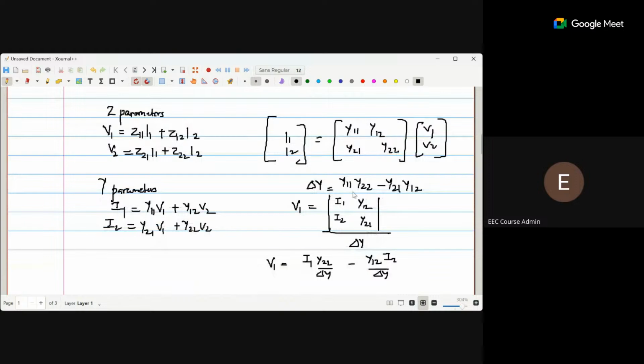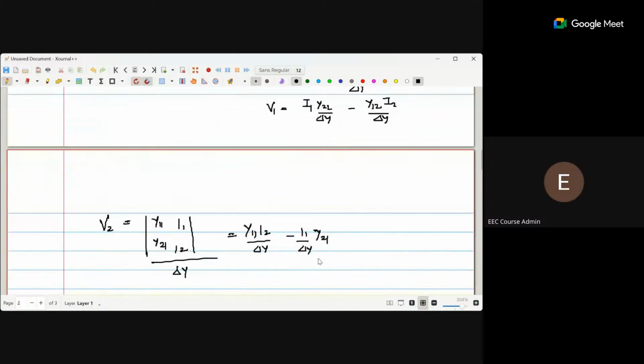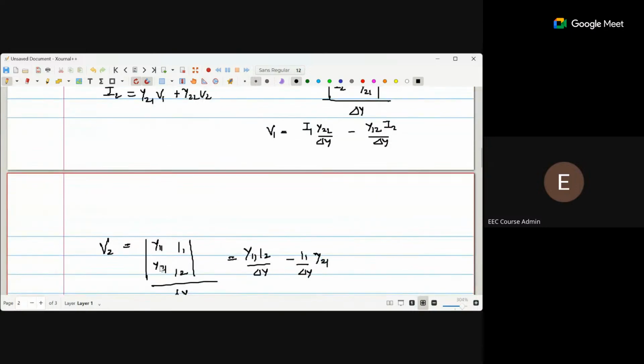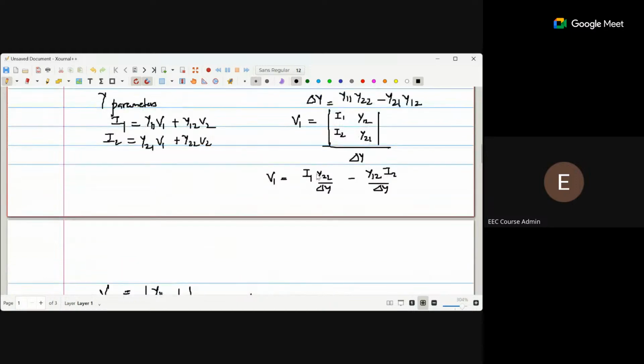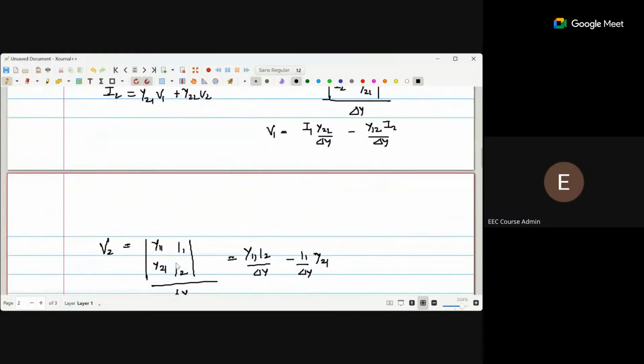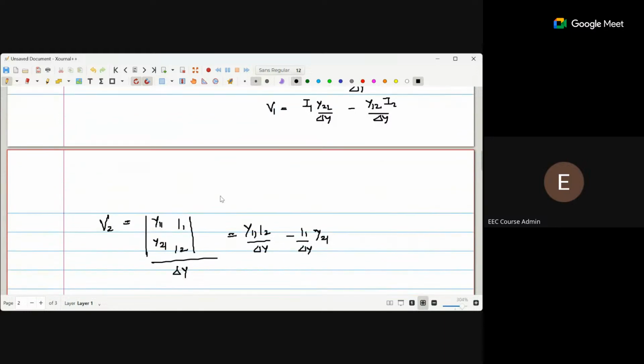Similarly for V2, I'll retain the first column as such, and the second column I will replace by I1, I2 divided by delta y. So accordingly I will get V1 equal to I1 into Y22 by delta y minus Y12 into I2 by delta y. Similarly here it will be Y11 into I2 by delta y minus I1 into Y21 by delta y. So these are the expressions for V1 and V2 from the y parameters.